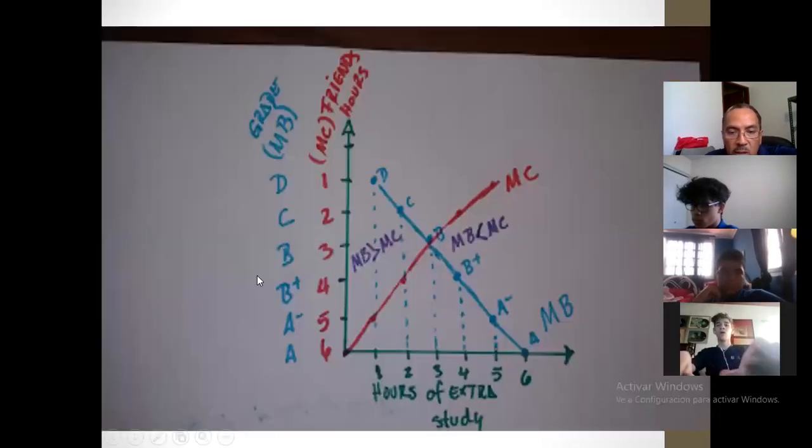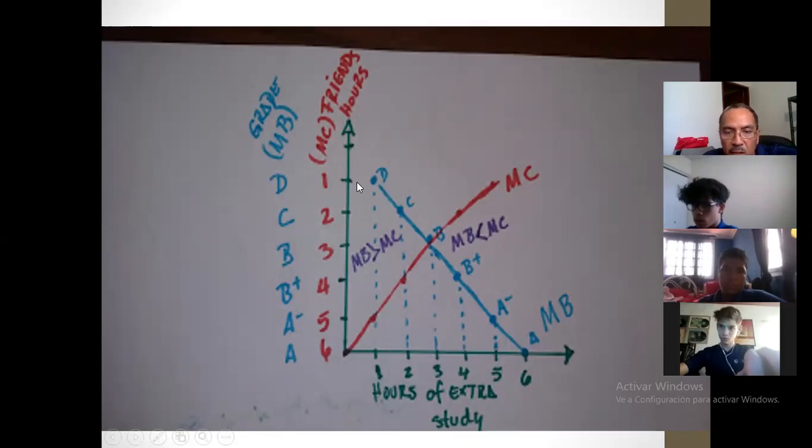Over here, you see, it's not that it's like this. A minus A, you are going down over here, you are decreasing from the maximum until letter D. That's the only way that you could represent it here in the graph. For 1 hour, it means that you are going to get a grade of D.